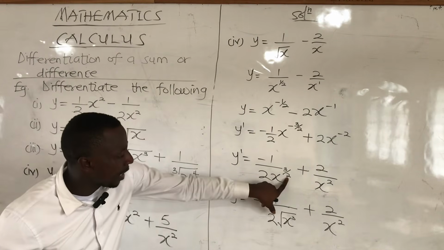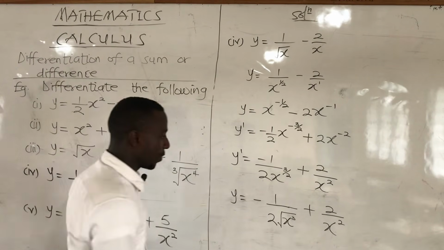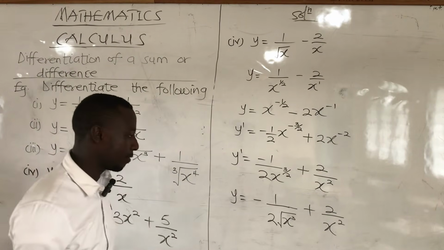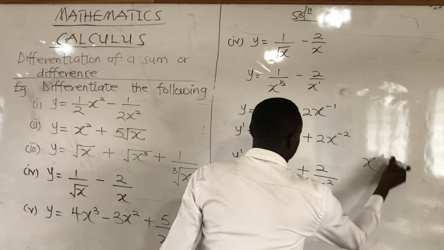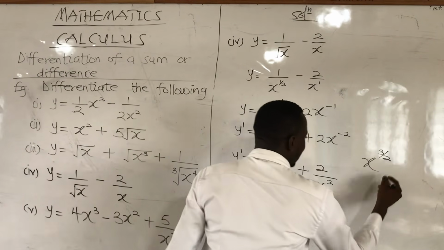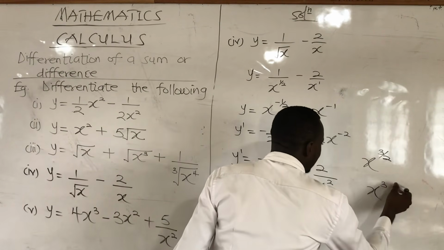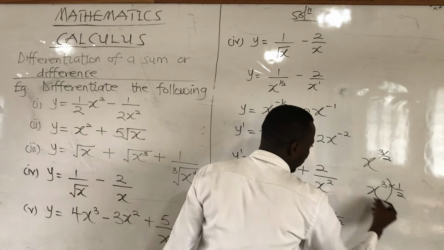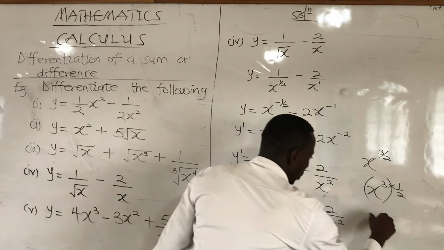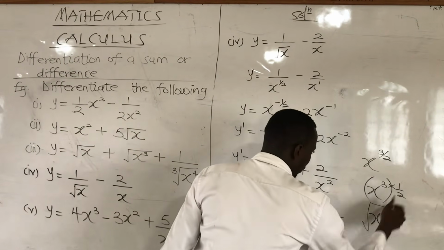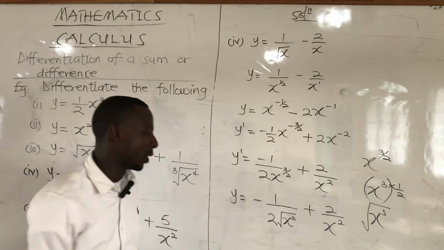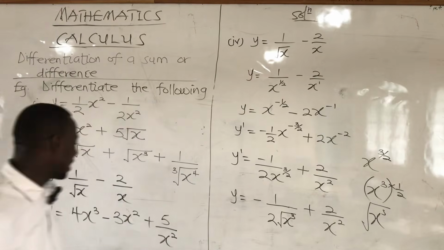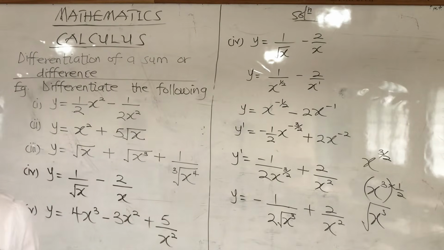Let me explain this side a little bit for you to understand it better. We have x power 3 over 2, which is the same as x power 3 times half. So that's x cubed multiplying half. Basically it looks like this: you have x cubed with the root, because power half is the same as root. That's how we had root x cubed. All right, let's look at our final example.